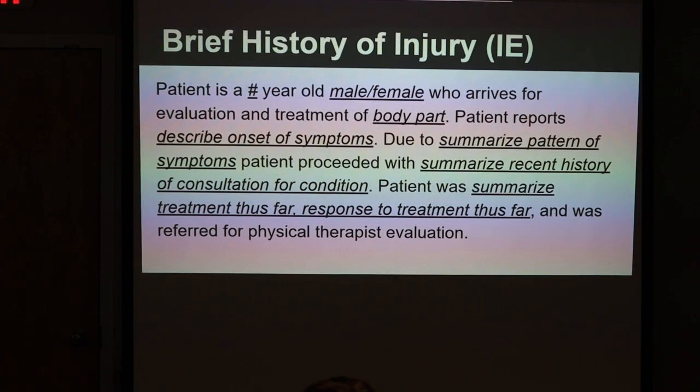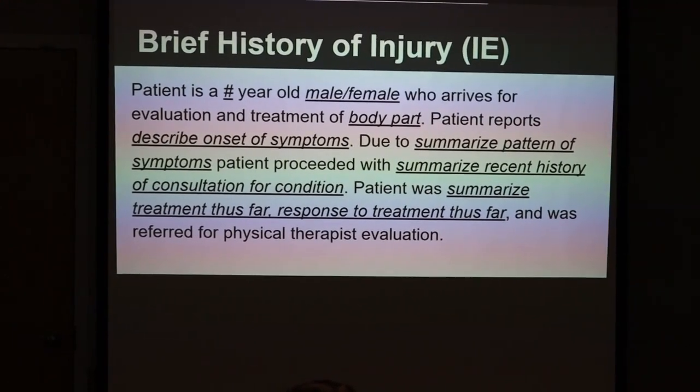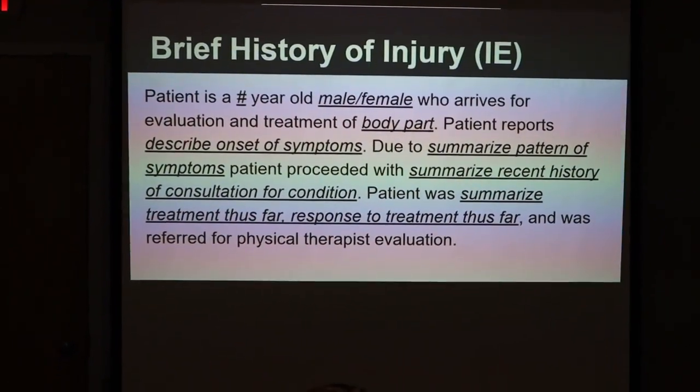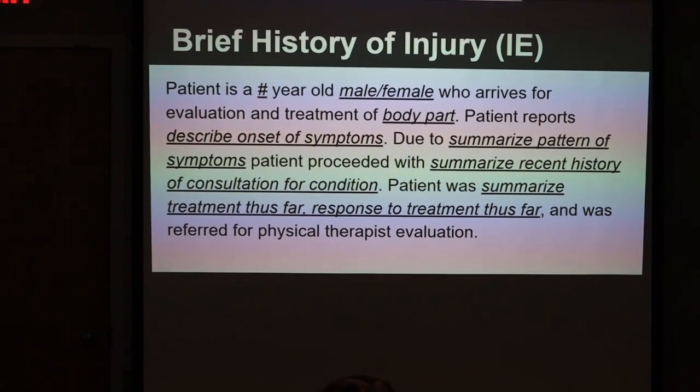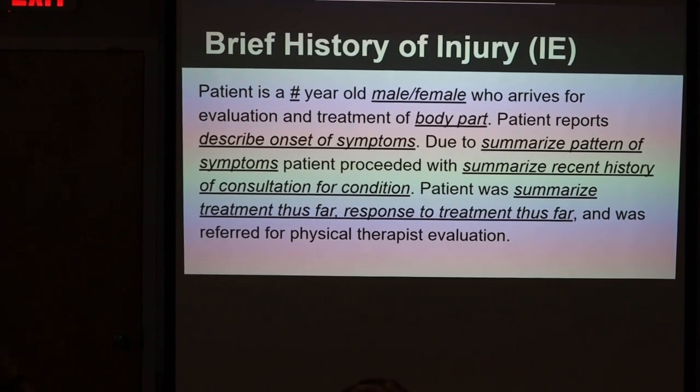Patient is so-and-so, arrives for this, they had an onset of symptoms, they went to see the doctor, they went to the ER, their brother said, you really should go see my guy, whatever it is. Summarize what they've already had as far as treatment, and why they're presenting to you today. Where did they come from, the doctor? Did they come from the ER? Were they self-referral?